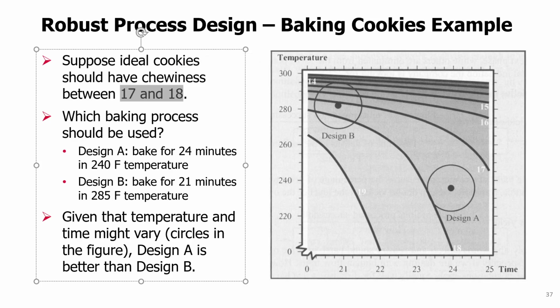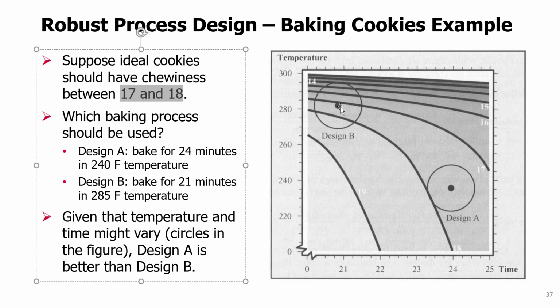But notice what happens if you study the space of those two dimensions. The time here is from somewhere around 21 to about 25 minutes baking time, and the temperature varies from around 240 to 300 Fahrenheit. And notice what happens if you choose design A, and this is the point. You get the chewiness between, this is the line for 17, this is the line for 18, the point is here. If you choose design B, you get this point.